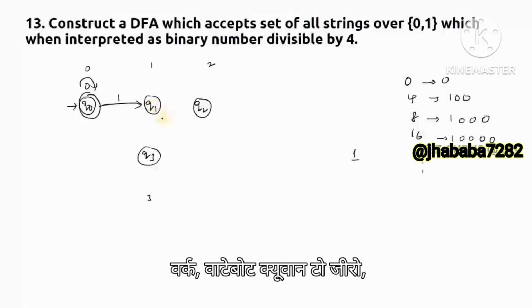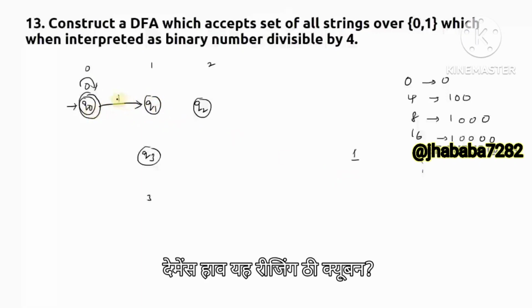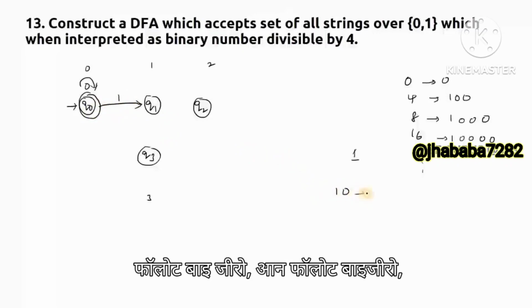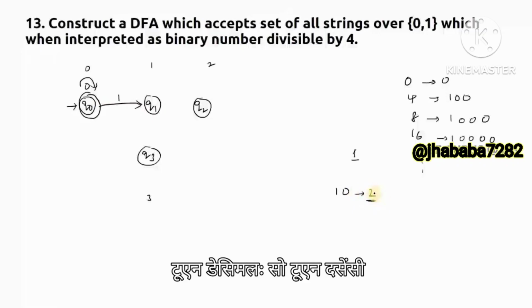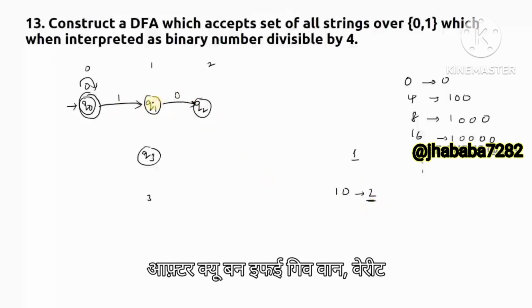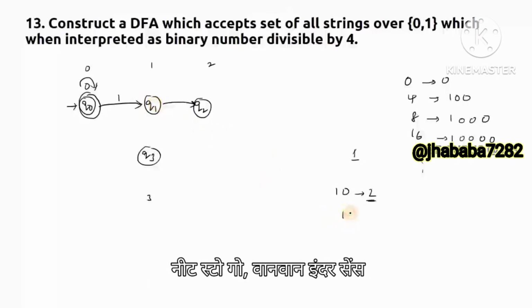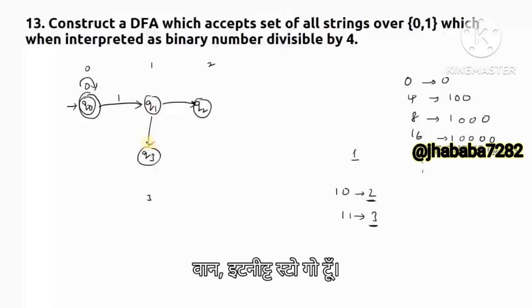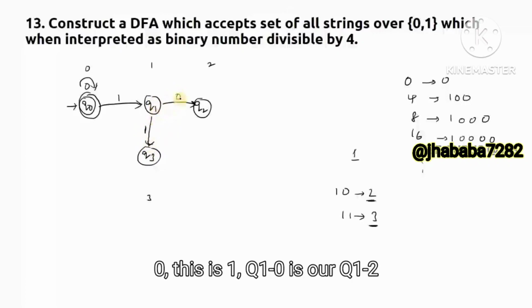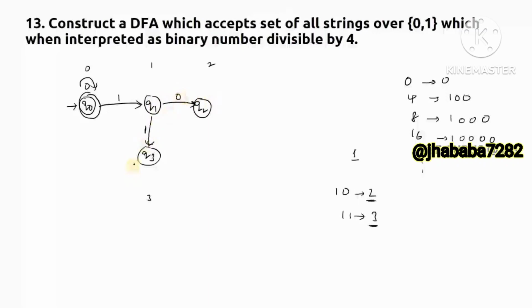What about Q1 to 0? How are you reaching Q1? By giving 1 to Q0. So 1 followed by 0 is 2 in decimal, so it has to go to the 2 remainder state. After Q1, if I give 0, it has to go to Q2, the 2 remainder state. After Q1, if I give 1, where does it need to go? 1, 1 is 3, so it needs to go to the 3 remainder state, that is Q3. That means from Q1, if I give 1, it needs to go to Q3. Q1 to 0 is over, Q1 to 1 is also over.